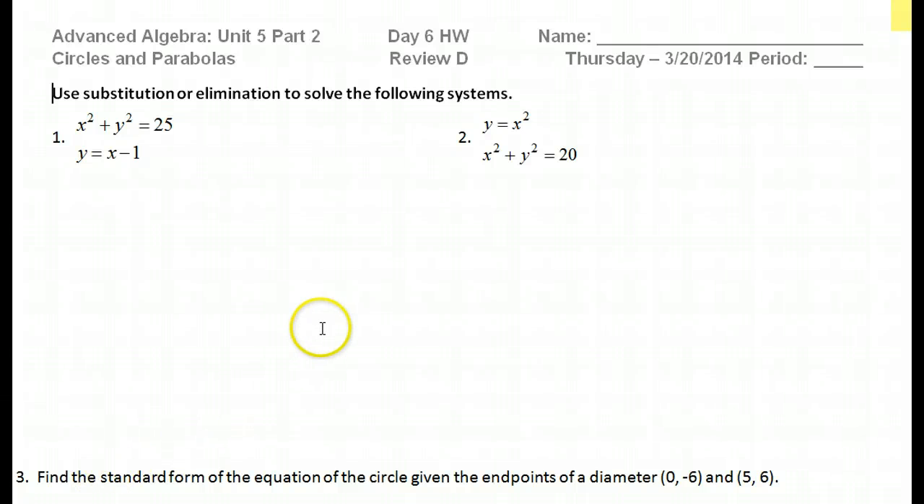Alright, this lesson continues our review of Unit 5 Part 2, which is a combination of everything you ever wanted to know for circles and parabolas. This is review D. We did review C in class. So for a complete review, you're going to want to look at review C, D, and E, which is coming to you on Monday.